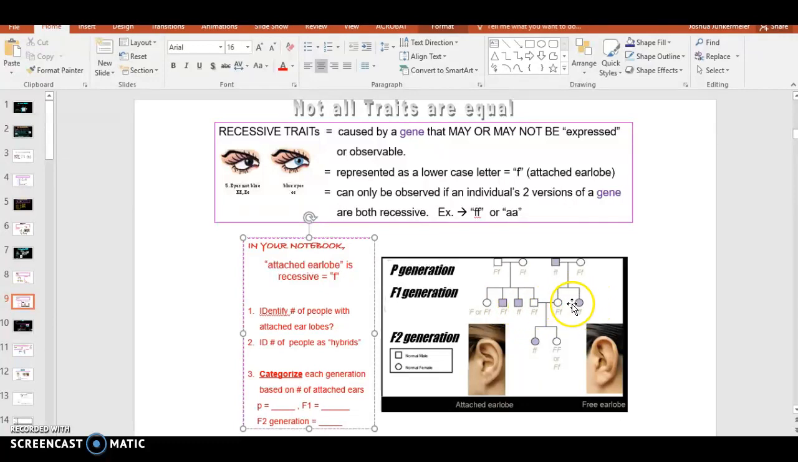And we go across to this lady in the F1 generation. This daughter also inherited two of the recessive gene. So both this person and this person, 3 so far, have attached earlobes. The last person is in the F2 generation. They have two little f's. Because they inherited two recessive versions of the gene, they also have attached earlobes. They're the only people. So 1, 2, 3, 4. The answer to number 1 is 4.